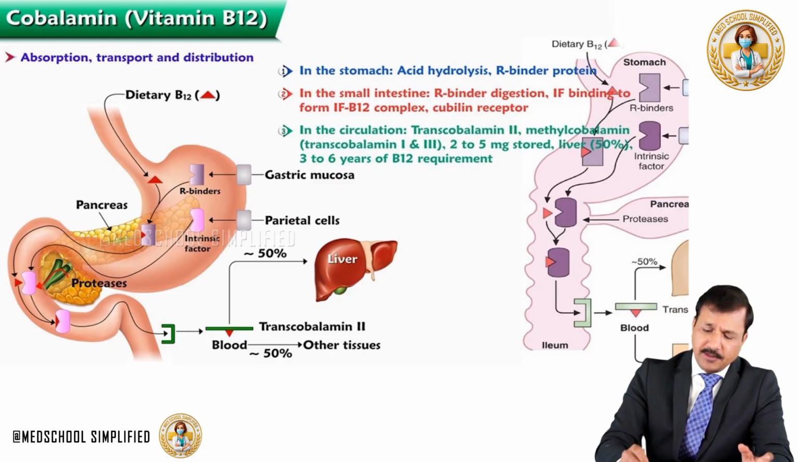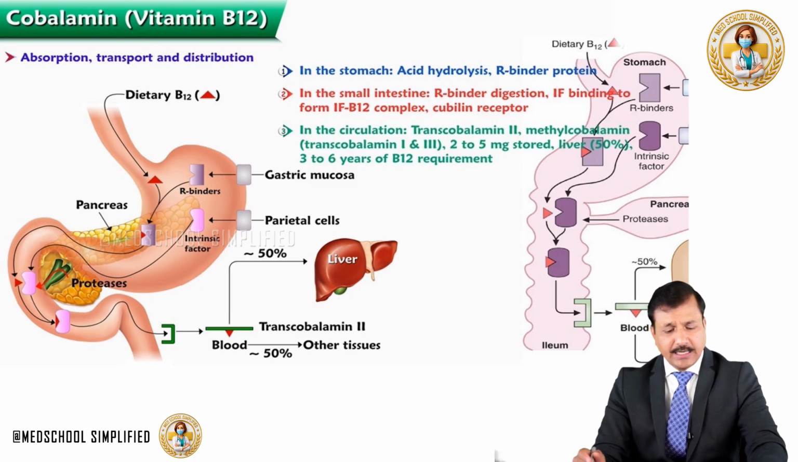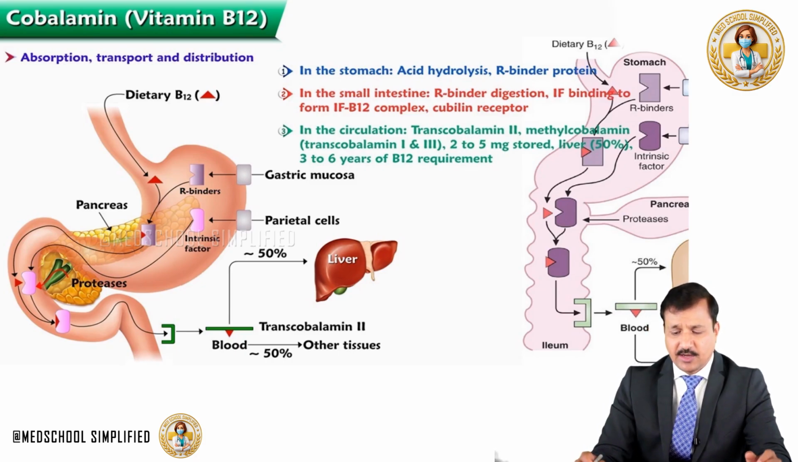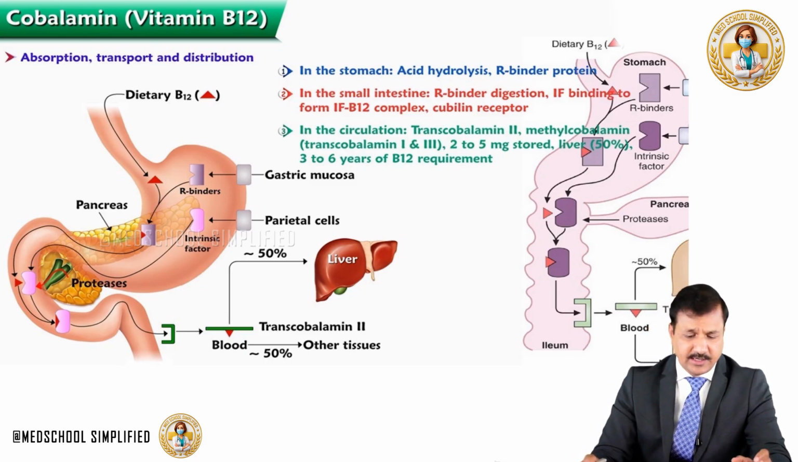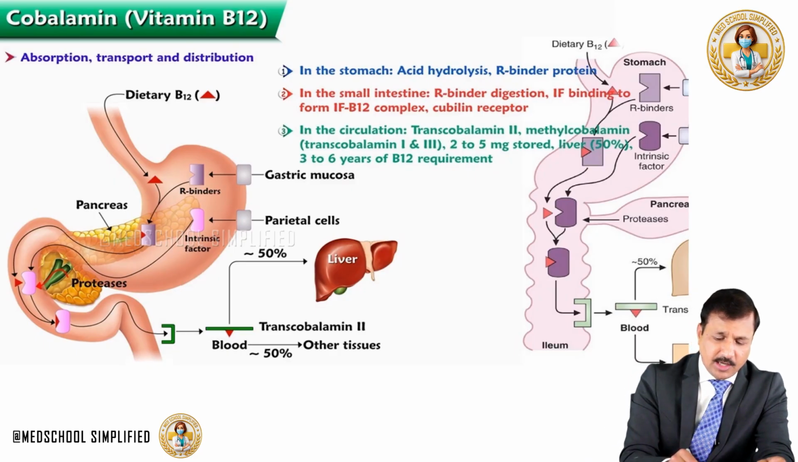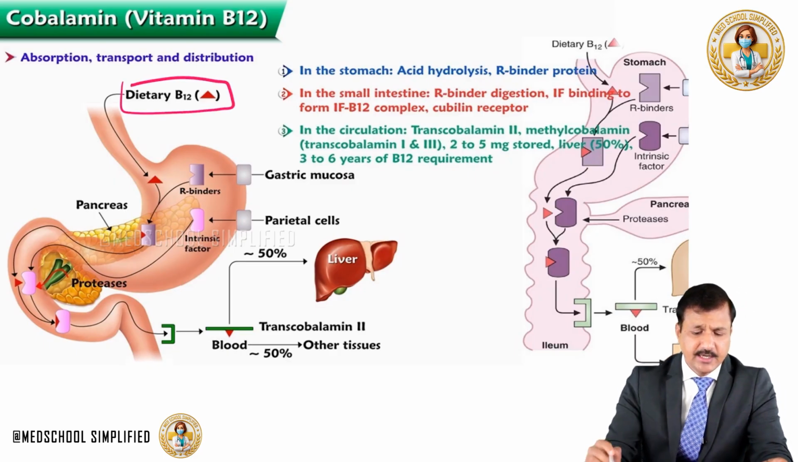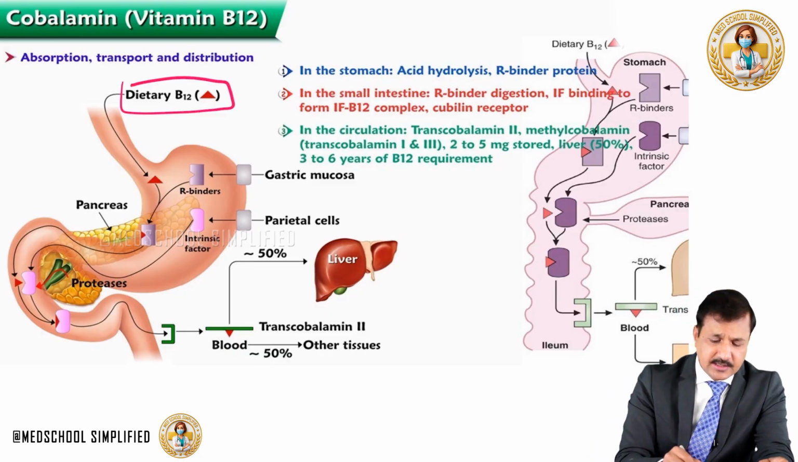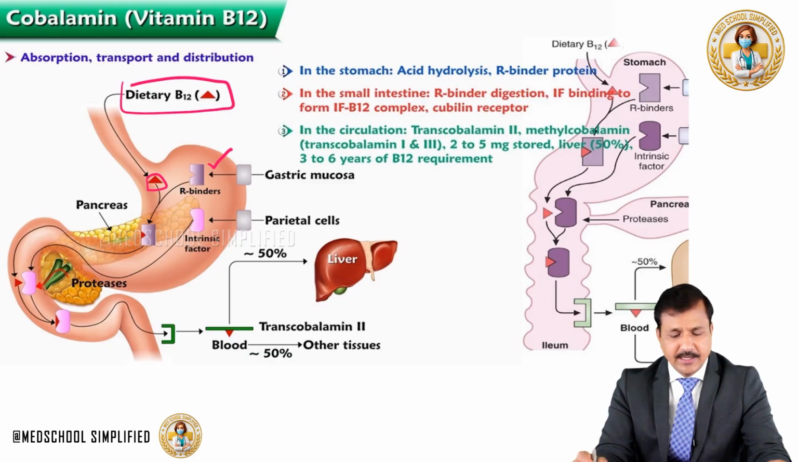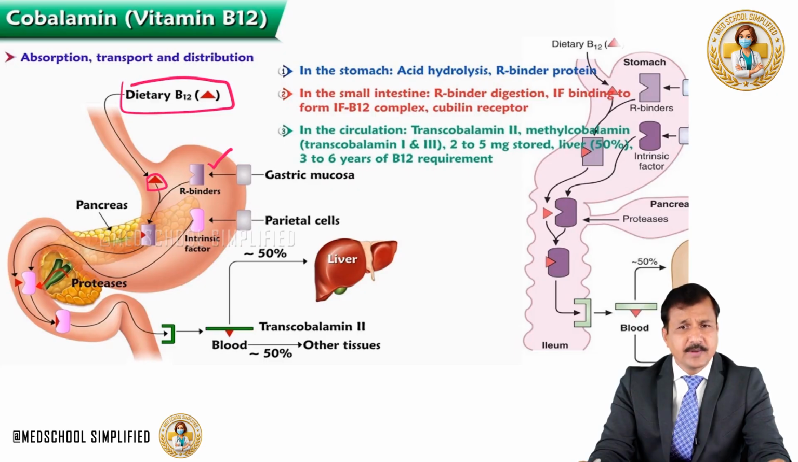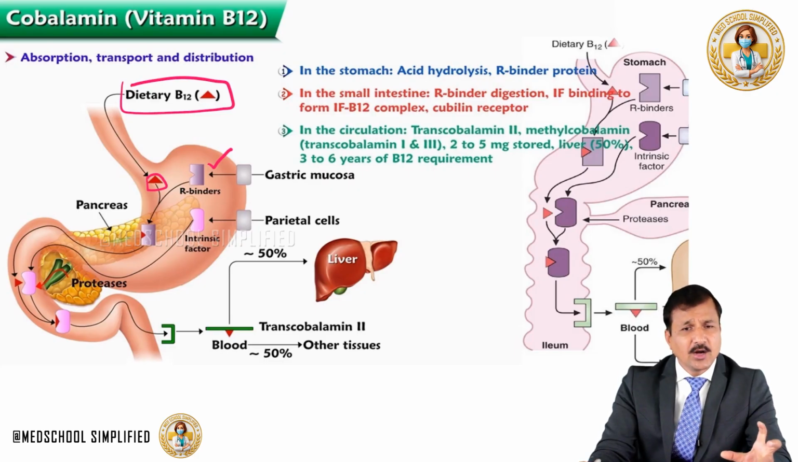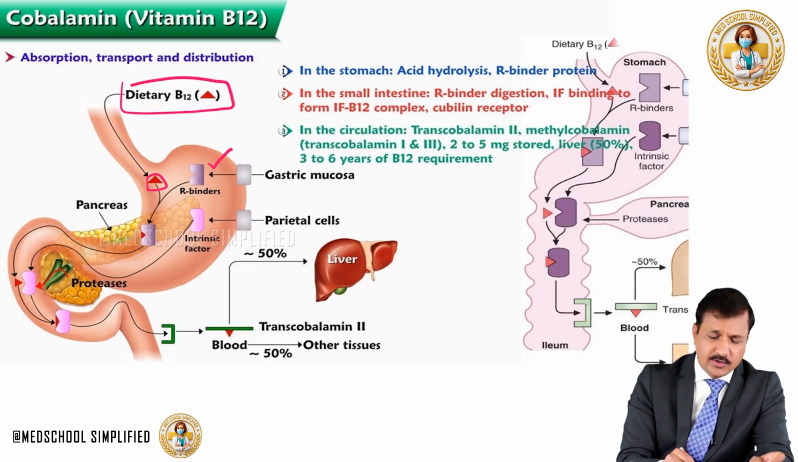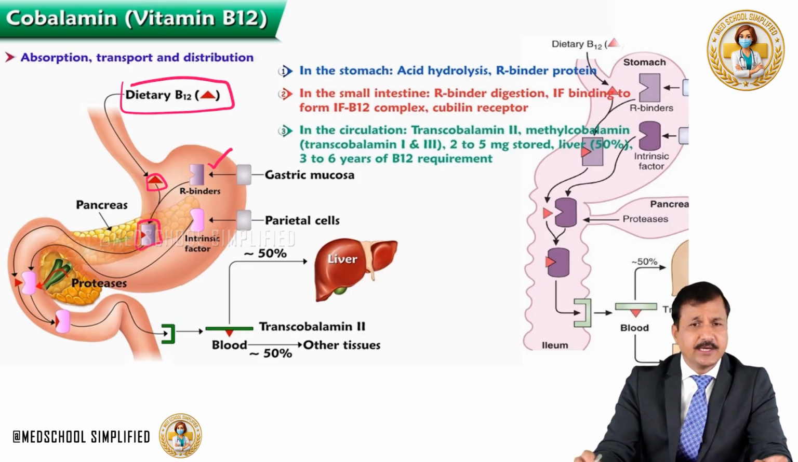Okay, so let me explain one more time to reiterate all the points that we have discussed using this figure here. We have dietary cobalamin entering the stomach, and in the stomach this cobalamin is going to bind with R binder, and this R binder is coming from the salivary glands, and it can also come from gastric mucosal cells, and R binder needs the acidic pH which is there in the stomach, and it is going to combine with vitamin B12.